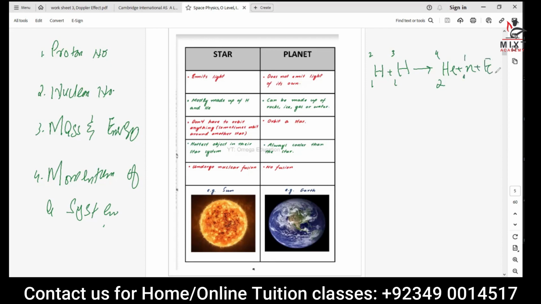So here you can see proton number is conserved in this nuclear reaction, nucleon number is also conserved, mass and energy are conserved, and momentum of a system is also conserved. Nuclear fusion reaction, right? Yes.